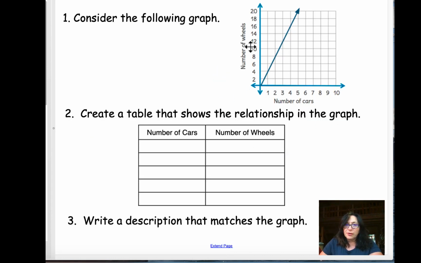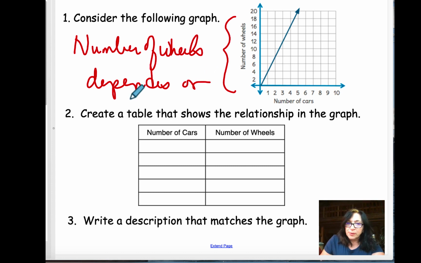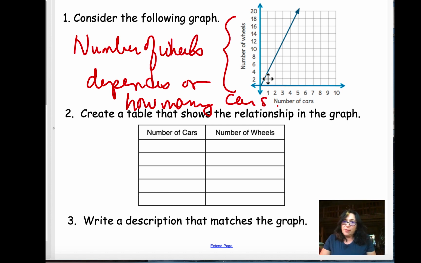We're going to consider the following graph right here on the right. We have the number of wheels here, okay, and we have the number of cars. Now that should make sense because the number of wheels depends on how many cars we have. How many cars we have, right? And so that looks reasonable. That is a reasonable graph. So that, and you know, that's what we're creating.